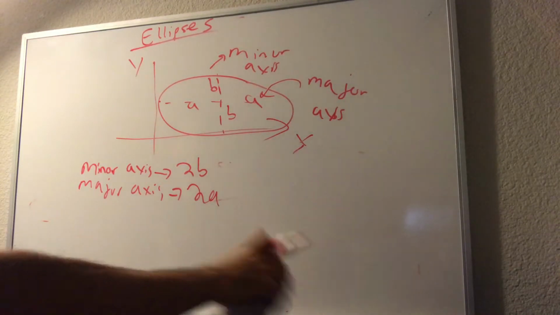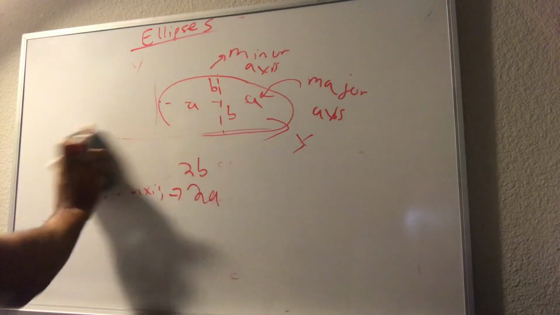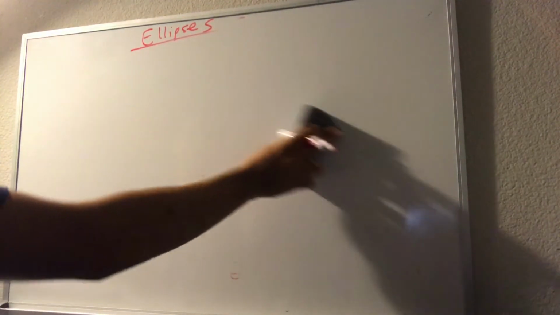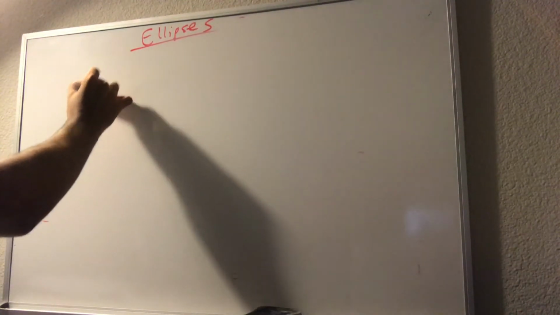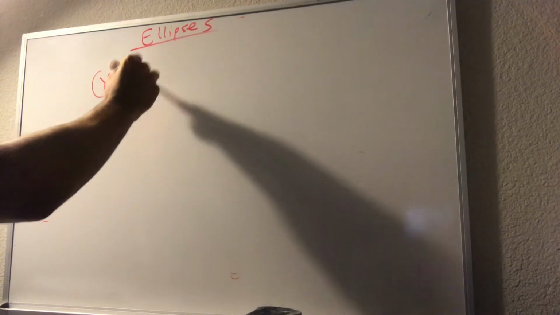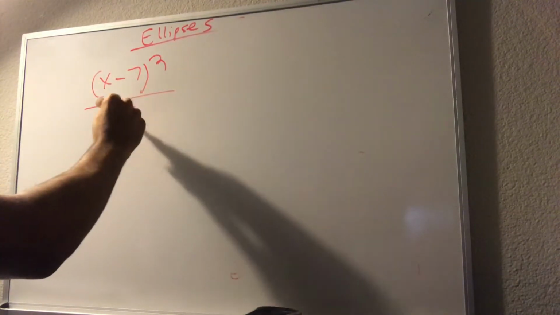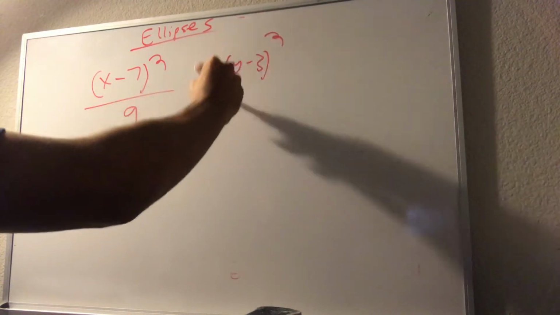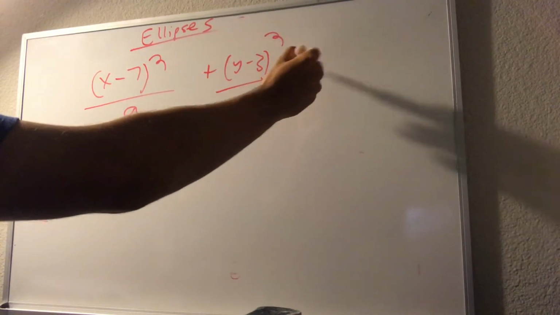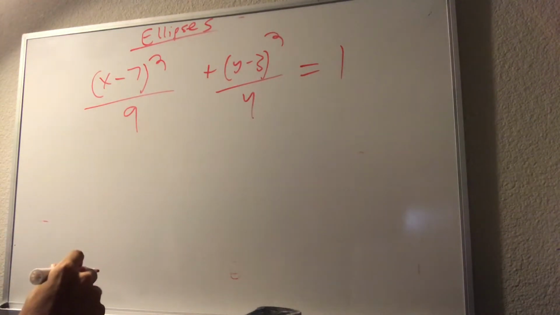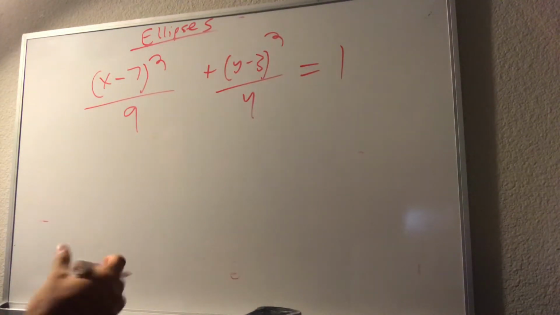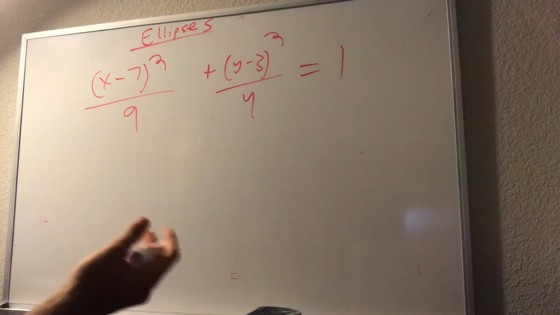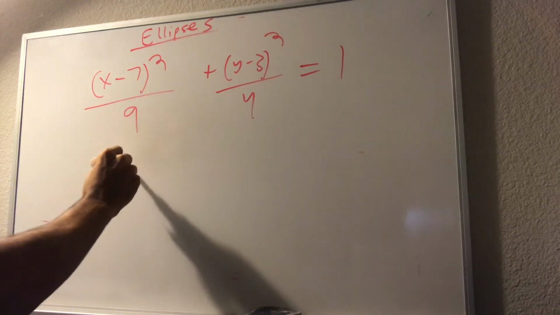Now I'll give you an example, something to do with graphing and looking at the equation. You may be given something like (x minus 7) squared divided by 9, plus (y minus 3) squared divided by 4, equal to 1. We already know the standard forms. Looking at this, the first thing we can say is that we know the center of this ellipse. That's (7, 3).